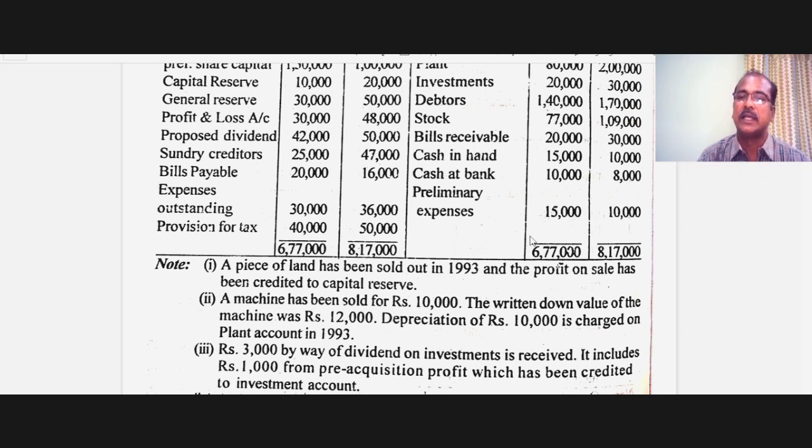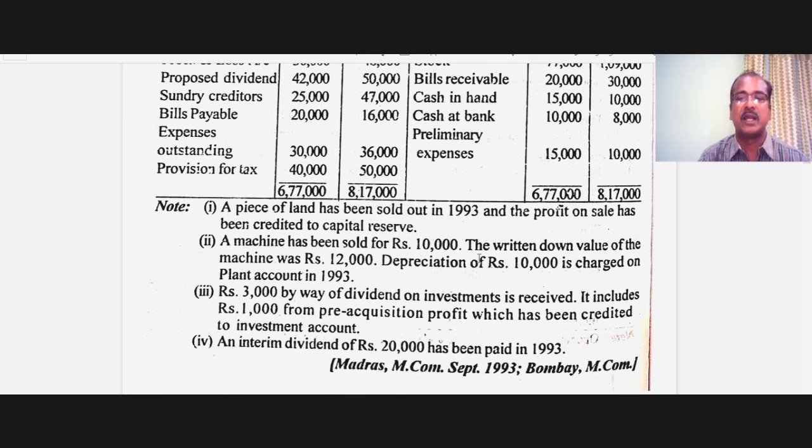Preliminary expenses, there is a reduction in the value of preliminary expenses by 5,000, which is nothing but preliminary expenses written off. This is again a non-operating item which would be taken over to adjust a P&L account and debited there. Then let's look at the note, which is nothing but additional information.